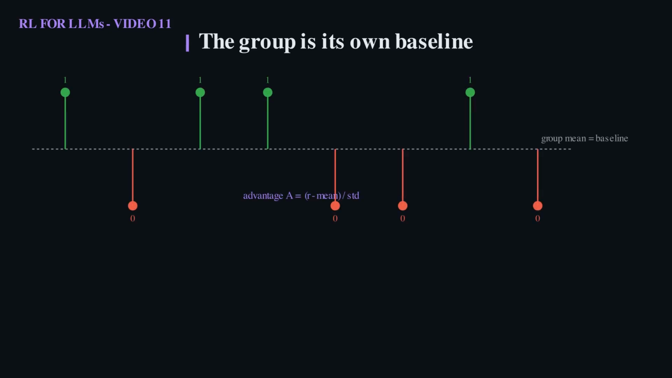Here's that group of 8, drawn out. Each answer is a stem sitting above or below the dashed line of the group mean. The green stems above the line are reinforced, the red stems below it are suppressed. The line itself is not learned or guessed, it is simply where the group's average happened to fall.